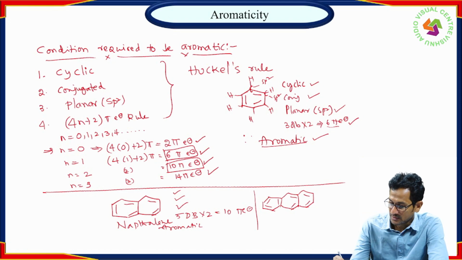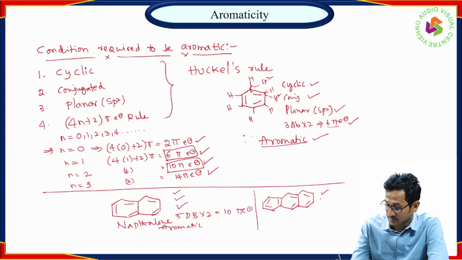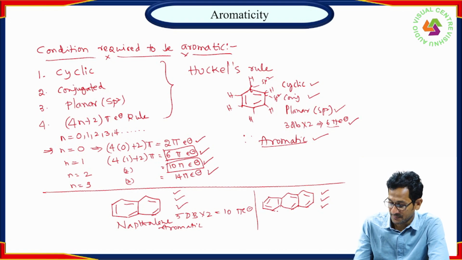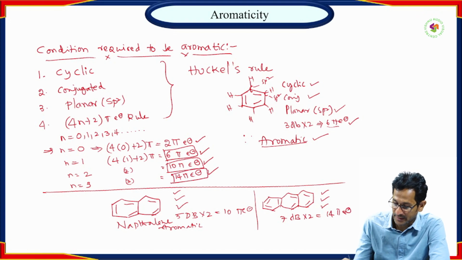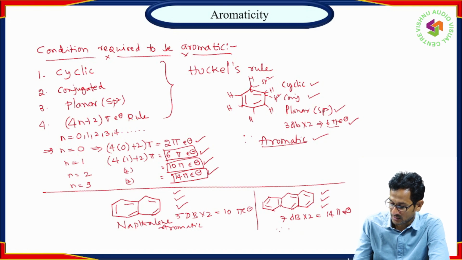right? Condition number 1 is cyclic, condition number 2 is the delocalization or the conjugation, then the planarity, because of the conjugation, and the final one is Huckel's number. So count the double bonds: 7 double bonds into 2, 14 pi electrons, therefore aromatic. The name of the compound is anthracene.